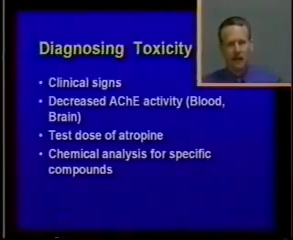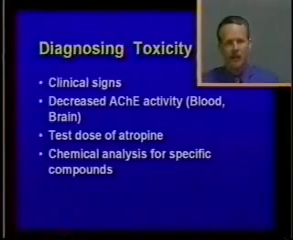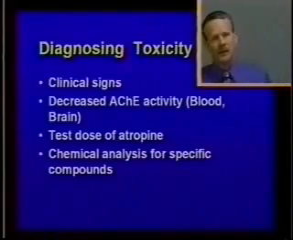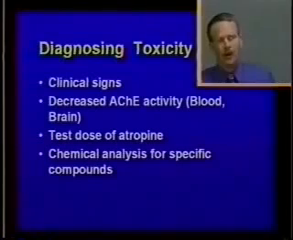As far as diagnosing toxicity of anticholinesterase insecticides, certainly clinical signs are an important part of this. Probably one of the best pieces of evidence that you can have that an animal is affected by an anticholinesterase insecticide is decreased acetylcholinesterase activity, either in the whole blood or in the brain. In a live animal, obviously, whole blood would be the sample of choice. Well, in a dead animal, you'd want to send half of the brain to a lab to get tested.